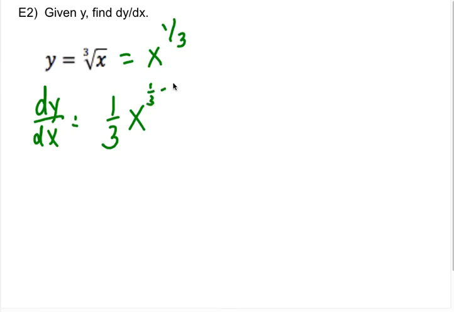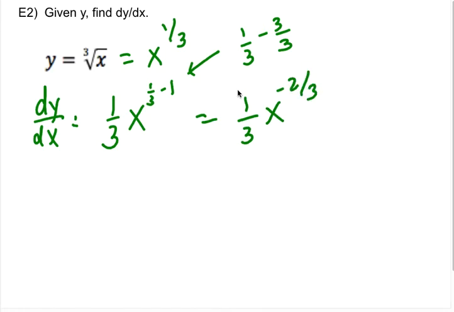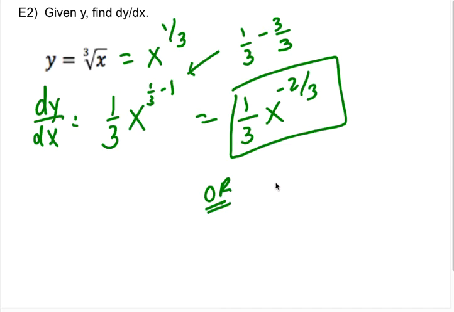Now in this situation, I would suggest that you write it out because a lot of us aren't great at lowering this power by 1. That's a 1/3 minus a 3/3. So I'm going to get that my answer is 1/3 x to the negative 2/3. That answer is totally fine. Or, if you want, you could flip it to the bottom and say that this is 1 over 3x to the 2/3. That's also fine.